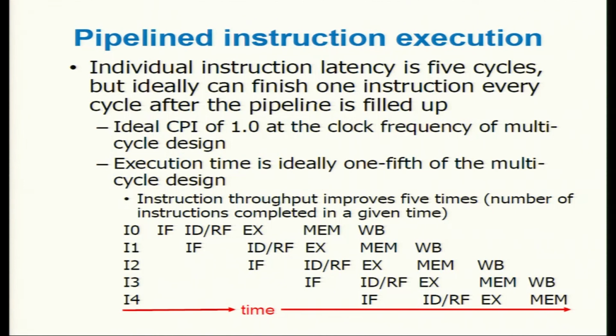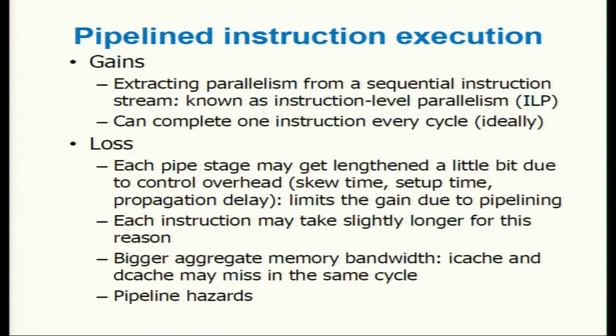That's essentially called the CPI, or cycles per instruction. The cycles per instruction of this processor is 1, so I can finish one instruction every cycle. Compared to the previous design, the performance should improve 5 times, because in the previous design we were fetching one instruction and waiting until it completes, so the next instruction would have been fetched after 5 cycles. That's the improvement in performance as you pipeline, and today all processors are pipelined. The gains are that you can extract parallelism from a sequential instruction stream, which is known as instruction level parallelism, and you can complete one instruction every cycle ideally.